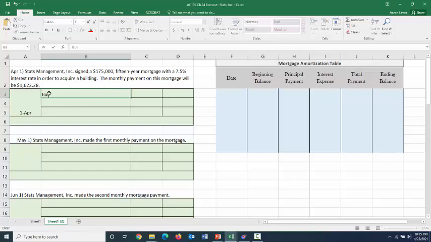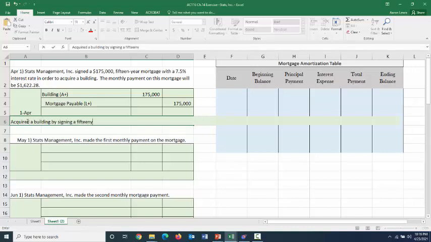We are going to get a building, and this building that we are acquiring is costing us $175,000. So let's put the building on our books for $175,000. And we are acquiring that building by signing a mortgage, so we're going to also credit mortgage payable for that same $175,000. And what happened here is we acquired a building by signing a 15-year mortgage.